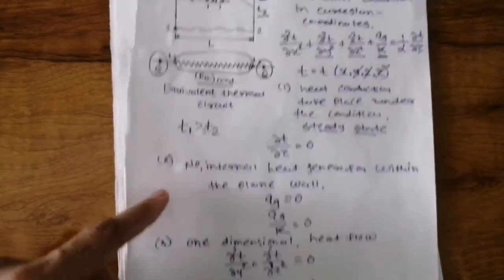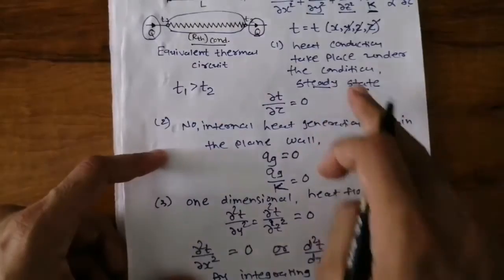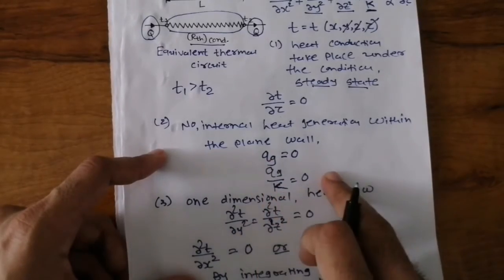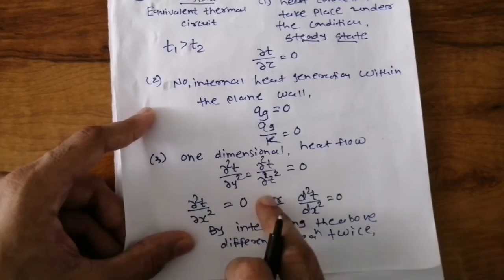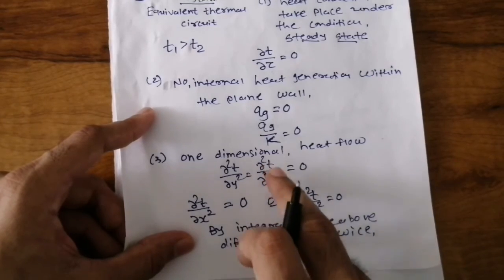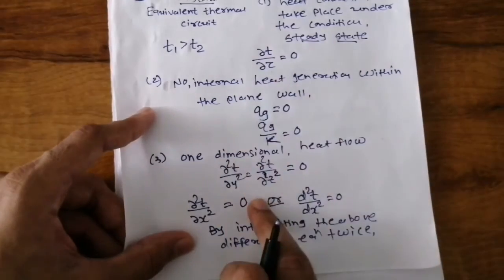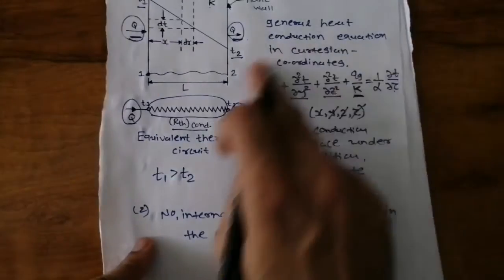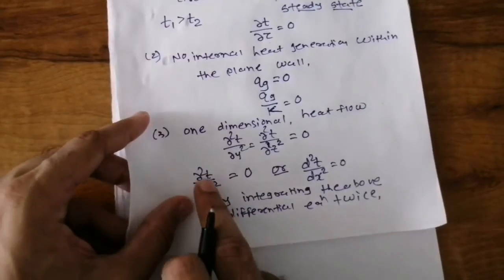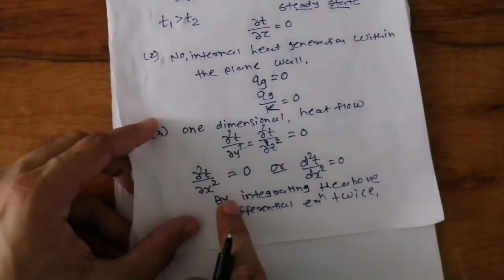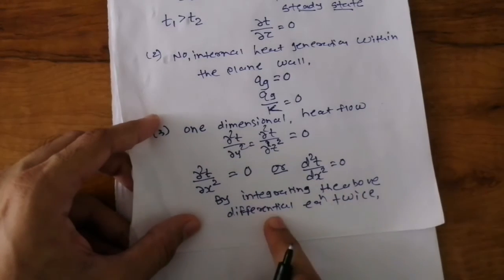According to the three assumptions, del T by del tau is equal to 0 for the first assumption, Qg by K is equal to 0 for the second assumption, and for the third assumption del square T by del y square is equal to del square T by del z square is equal to 0. Due to these three assumptions, the equation will be reduced. Temperature depends only on the x direction, so we consider del square T by del x square is equal to 0. Now we integrate that equation.